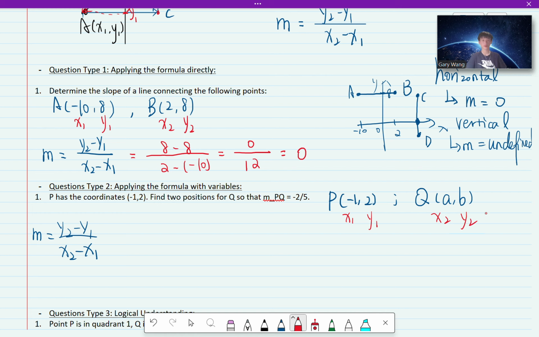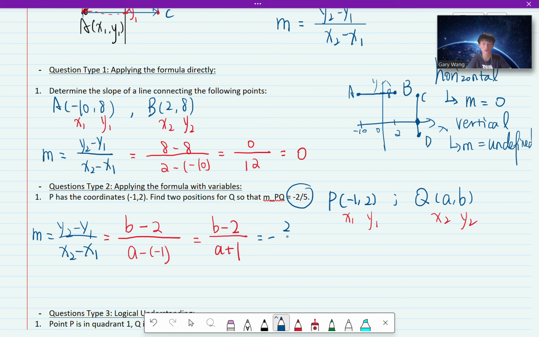So now, let's substitute some values in with variables, not just simple value substitution, which would be boring. So y2 minus y1 is actually b minus 2. And x2 minus x1 is a minus -1. So let's get rid of the bracket first. It is b minus 2 on top still, and a plus 1 on the bottom. And from the question, we know that the slope of this line segment is -2 over 5. So this would equal -2 over 5.